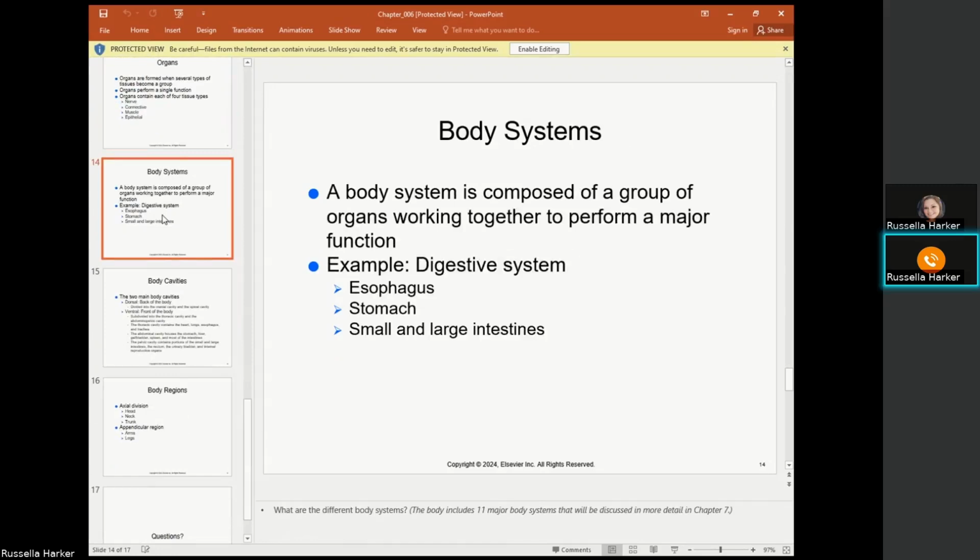A body system is composed of a group of organs working together to perform a major function. So an example of a body system here they have is the digestive system. That includes the esophagus, stomach, small and large intestines. So with the body systems, they're all listed in figure 6.4 for you to review. There are 11 organ systems in the human body.